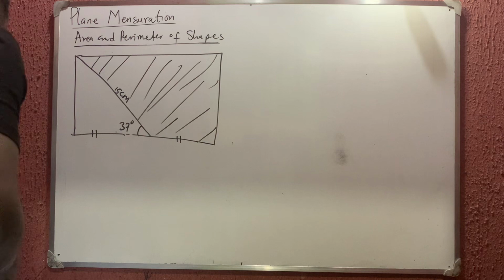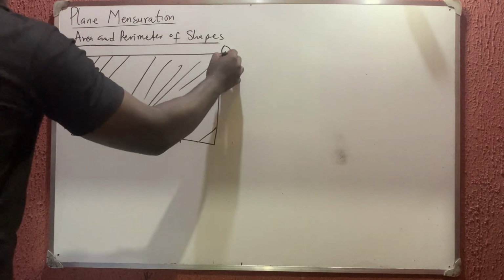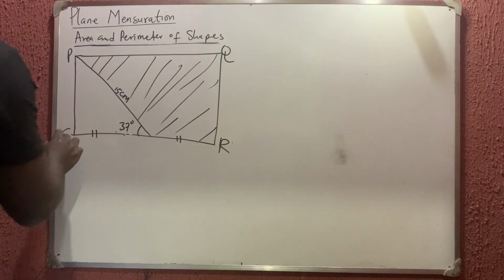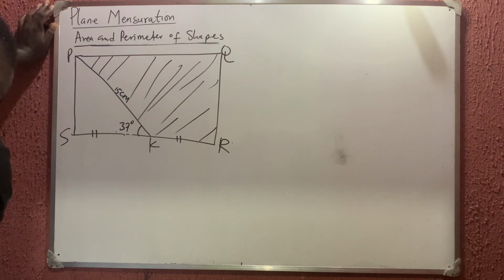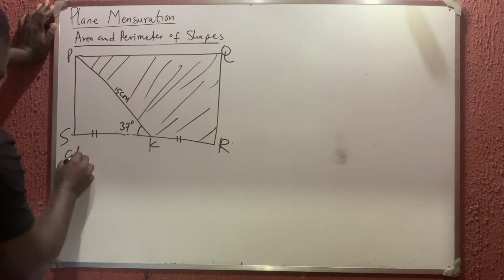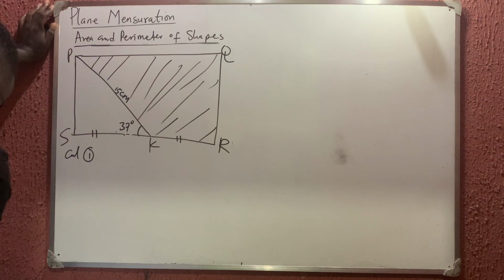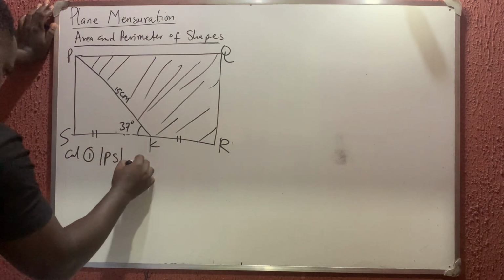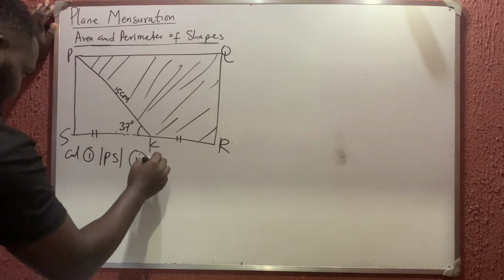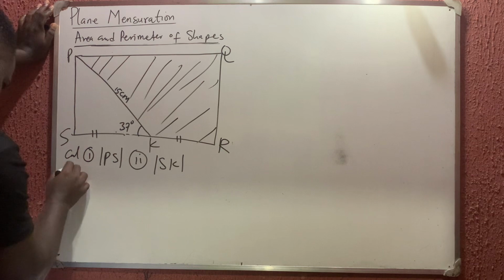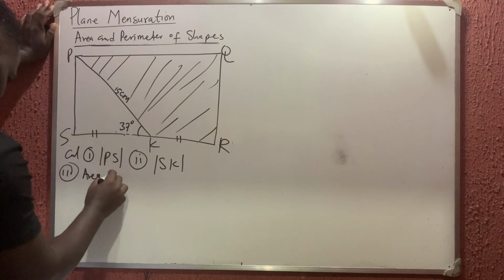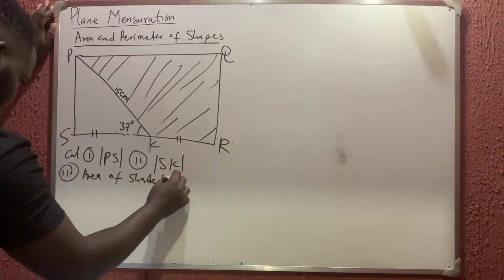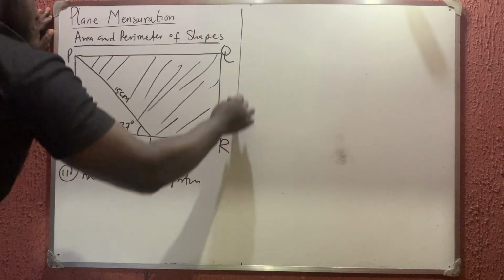So here is P Q R S, and then here is K. Then in the diagram, okay, they say we should calculate, I don't want to write the whole story: one, line BS; two, we should calculate line SK; three, we should calculate the area of the shaded portion. Okay. So solution.